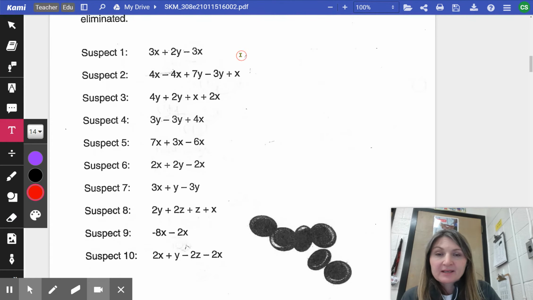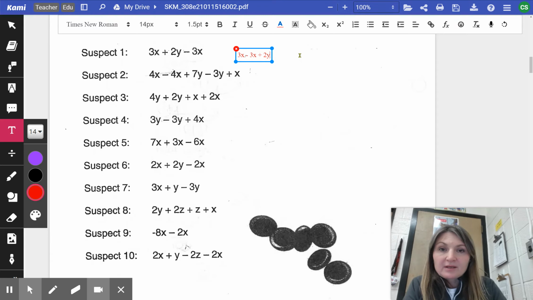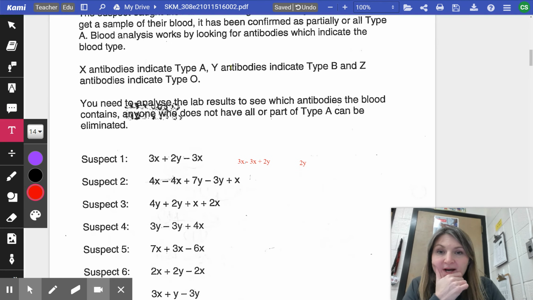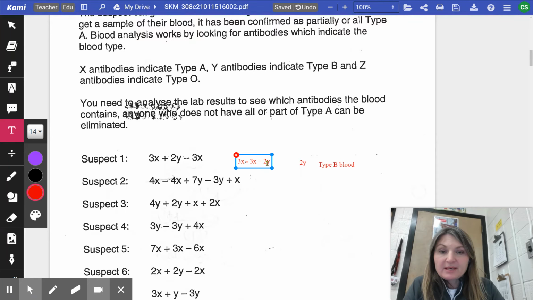Suspect number 1. Okay, we have 3x plus 2y minus 3x. So I'm going to combine like terms and do 3x minus 3x plus 2y equals, well, 3x minus 3x would cancel out. So all I would have left is just 2y. Y is what type of antibody? Y antibodies indicate type B.